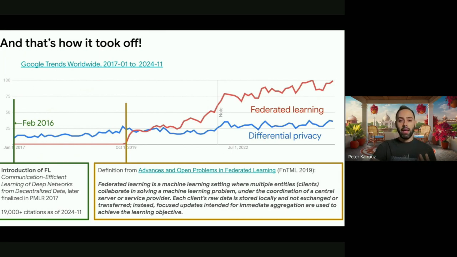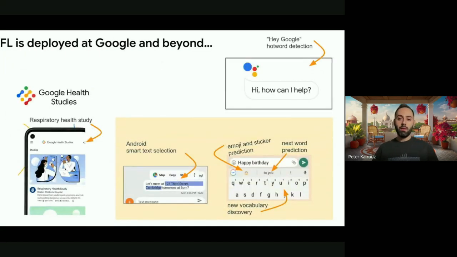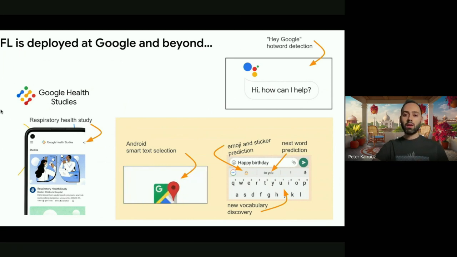And the reason FL was so successful is because it gave a lot of teams at Google the ability to actually train models on data that is traditionally sensitive and is on device. And we don't collect it in the first place. We don't want to collect it. And this opened up a space of applications from health studies to Android's smart text selection to Google keyboard's emoji and sticker prediction to next word prediction to even Google's hot word detection for Hey Google. So you can see across the board, it improved our models and services for our users.